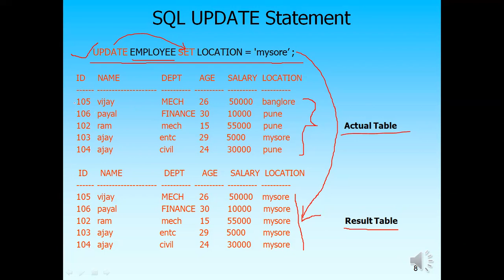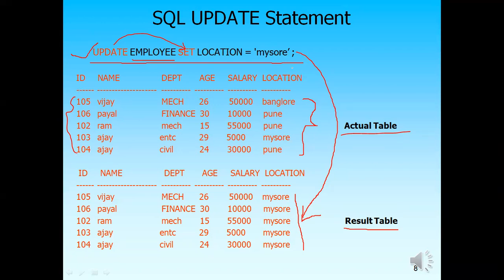There are a total of 5 records, with IDs 1, 0, 5, 6, 2, 3, 4, right? And these are the values. Now I want to update the employee table, and I want to set the location to Mysore. So if you execute this command, if you observe the location column, the first employee has the Bangalore location, second and third have the Pune location, then Mysore and Pune. So now after executing this statement, the location of all the employees will be updated.